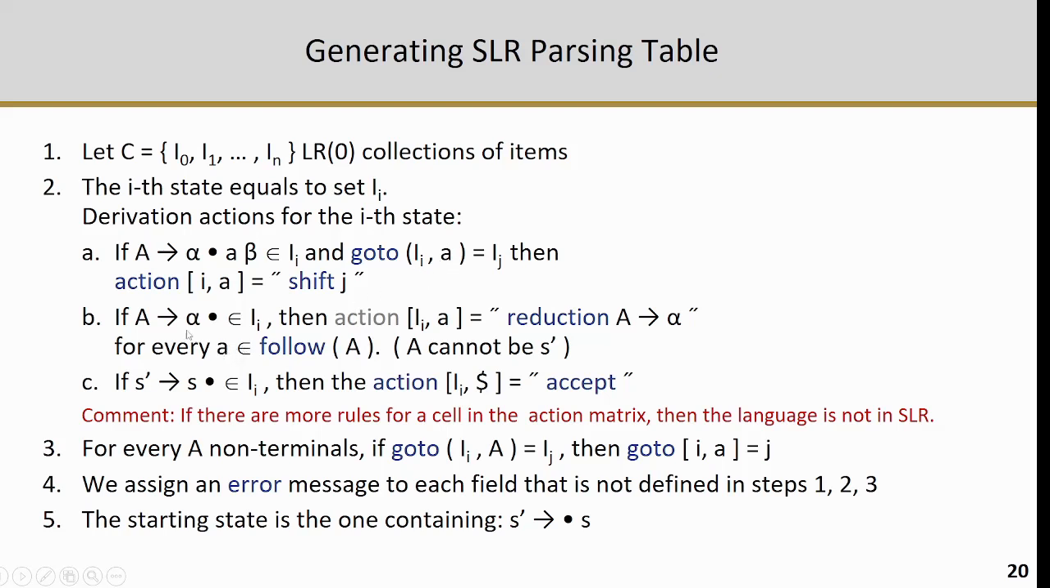And if we have such an item where the dot is at the end, so we have reached the end of something which could be derived from a non-terminal, then the action can be a reduction from this non-terminal to a sequence alpha for every input symbol which can follow something derived from A. For example, if we have something which can follow such a sequence of symbols which could be derived from A, and potentially we have the end of something derived from A, then we can reduce the sequence to A.